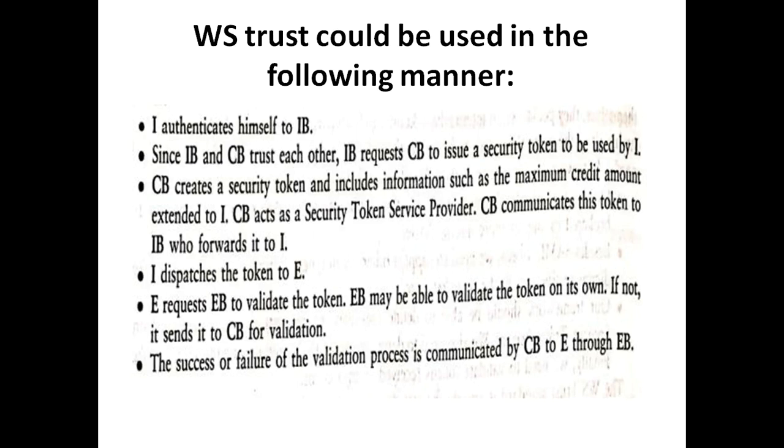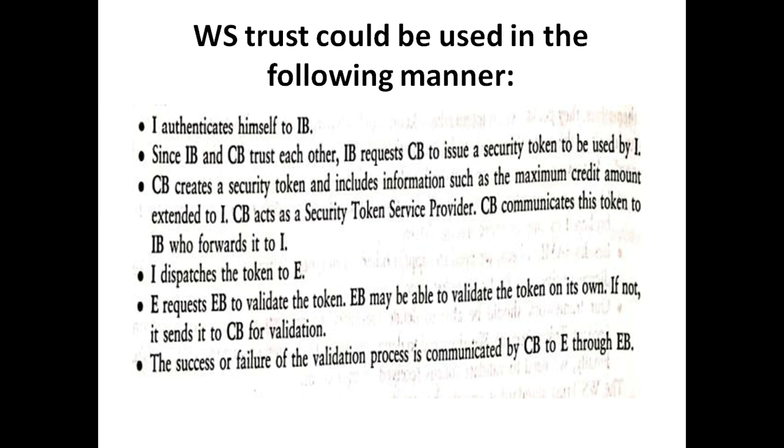So web service trust could be used in the following manner. I authenticates himself to IB. Since IB and CB trust each other, IB requests CB to issue a security token to be used by I. Then CB creates a security token and includes information such as the maximum credit amount extended to I. CB acts as a security token service provider. CB communicates this token to IB, who forwards it to I. I dispatches the token to E.